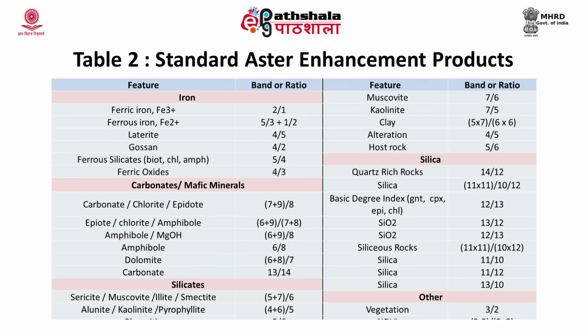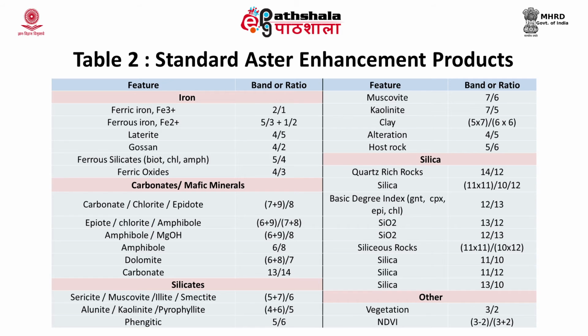So, here you can see different minerals are grouped under different categories, and what band ratios we are using to get this information. For example, if you look at the iron bearing minerals, if you have ferric iron, for ASTER bands we can use 2 by 1, and for ferrous iron you can go for 5 by 3 plus 1 by 2, and if you look at the laterite, there you can go for 4 by 5.